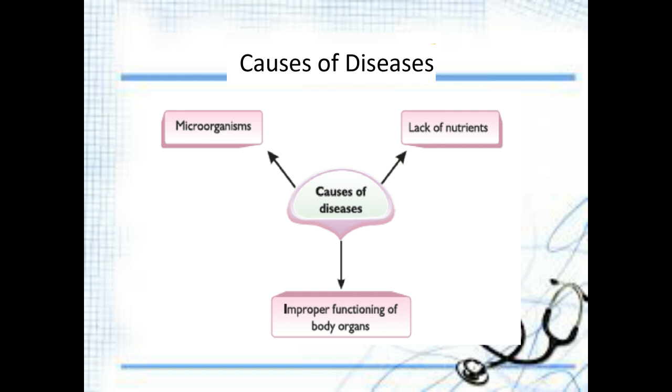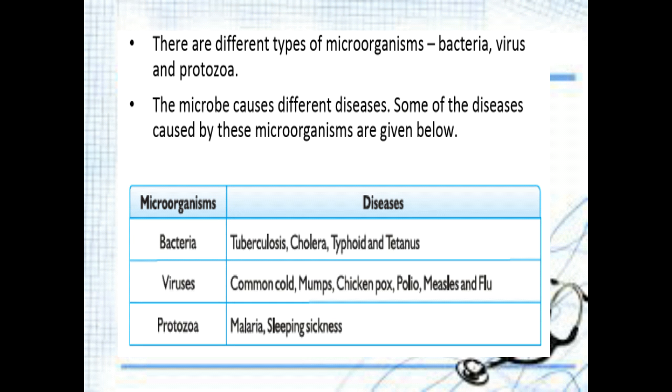Those three reasons might be microorganisms, lack of nutrients, and improper functioning of body organs. Right? Microorganisms are very minute organisms that can be seen under the microscope. They will be found in water, food, soil, waste, etc. Some of the microorganisms are bacteria, virus, and protozoa, and the diseases caused by these microorganisms have already been discussed in previous sessions. Right?